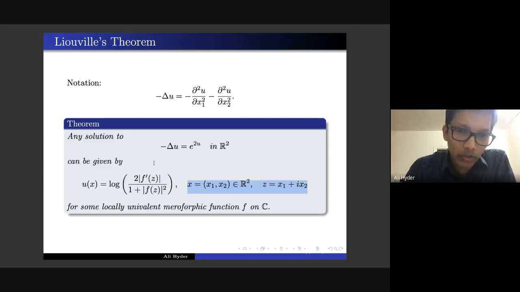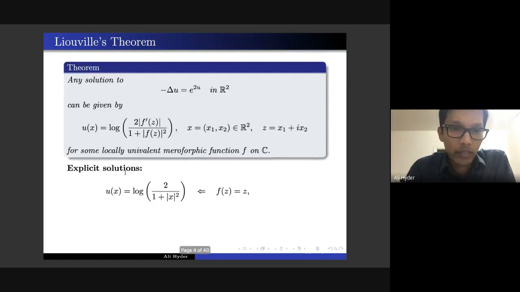This theorem is actually a bit more general in the sense that we don't need the space to be the whole R2. In fact, this representation is also true if we replace R2 by any simply connected domain. And this proof is based on complex ODE theory. Okay, so what is the advantage of this representation? If you know a locally injective meromorphic function, then you get an explicit solution.